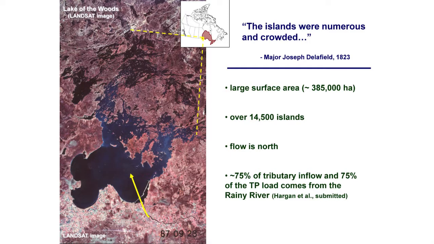It's really a series of hundreds of bays and lakes connected together. It's on Arctic drainage, so it flows north through the Winnipeg River system, the Nelson River into Hudson's Bay. Most of the flow comes through the Rainy River on the south end, which is an international water body. It separates Canada from the US, Ontario and Minnesota. Most of the total phosphorus, which might promote algal blooms, also comes along that river.